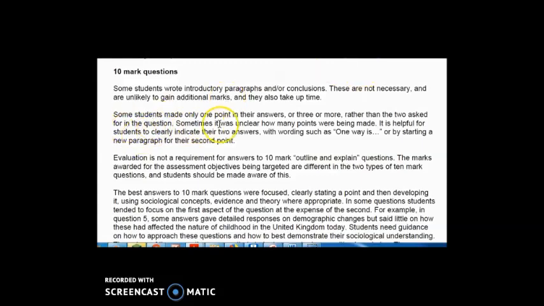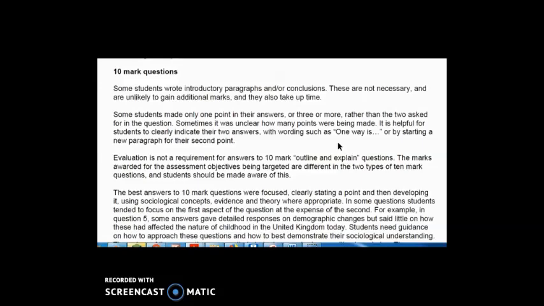Some students make up only 1 point in their answers, or 3 or more, rather than the 2 asked for in the question. Just make sure you are reading the question carefully and you are answering what the question is set. It is helpful for students to clearly indicate the 2 answers with wording such as "one way is," or start a new paragraph for the second point on a new line. Miss a line between each one.